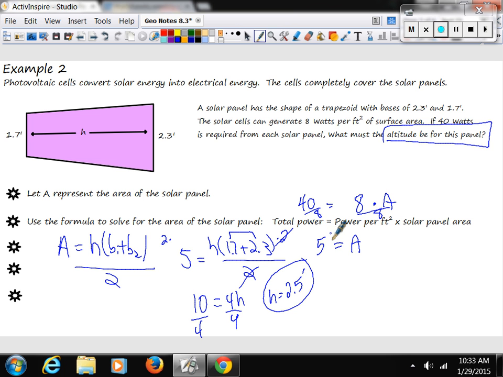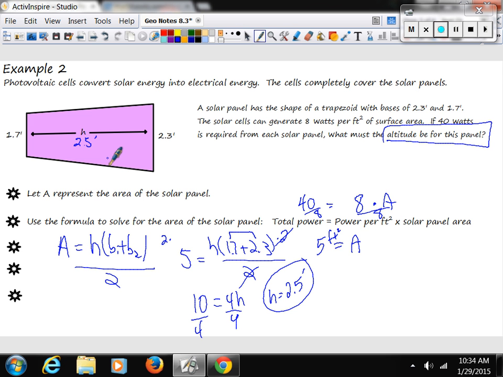The 5 up here was the square feet. It's 5 square feet of area. Each square foot is going to give us 8 watts of power, and so that would be the 40. So if the area was 5, then we had to plug in the 5 and then the 2 bases to get our altitude. We got the altitude, which came out to be 2.5 feet. So if this right here is 2.5 feet, that would make this whole area come out to be a 5 square foot area. That's what would happen with it.